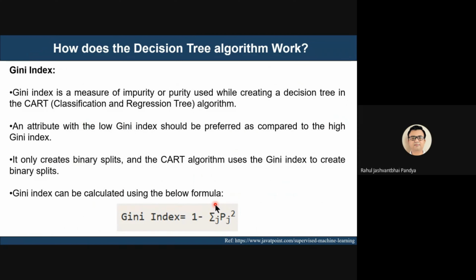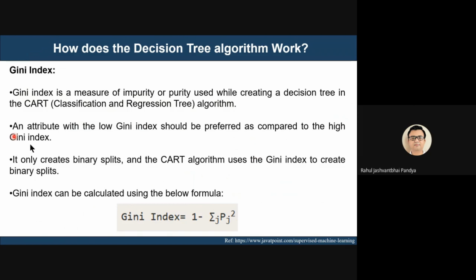The next important method is based on the Gini index. Gini index is a measure of impurity or purity, which is used while creating the decision tree in the CART classification and regression tree algorithm. An attribute with a low Gini index should be preferred as compared to the high Gini index.